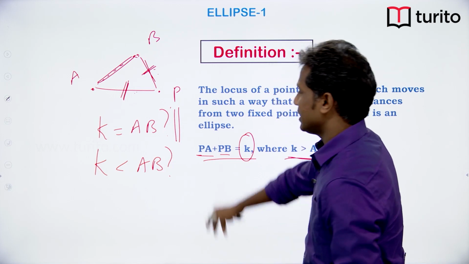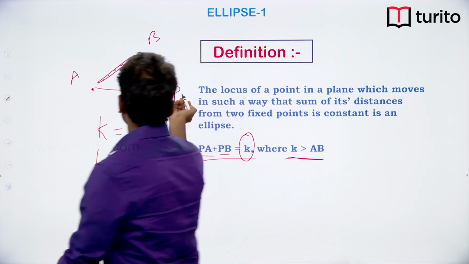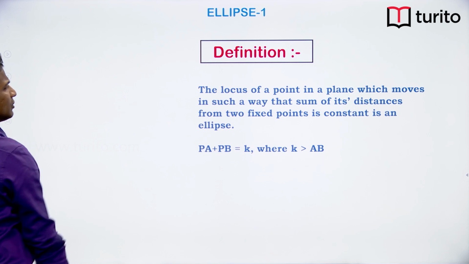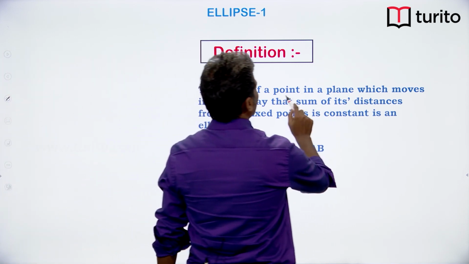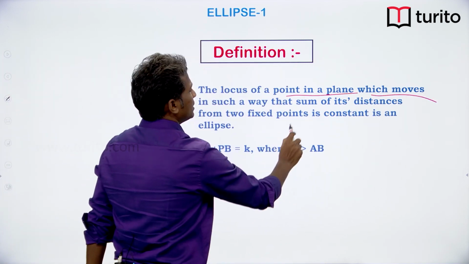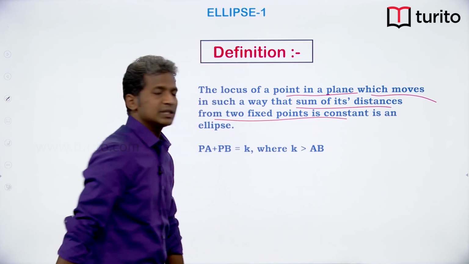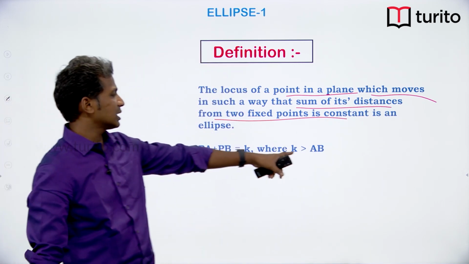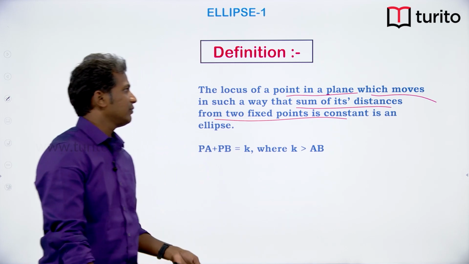That is for your general knowledge. In general we can say that the locus of any point in a plane which moves such that the sum of its distances from two fixed points is constant is an ellipse, provided this condition is satisfied. Can we move on now?